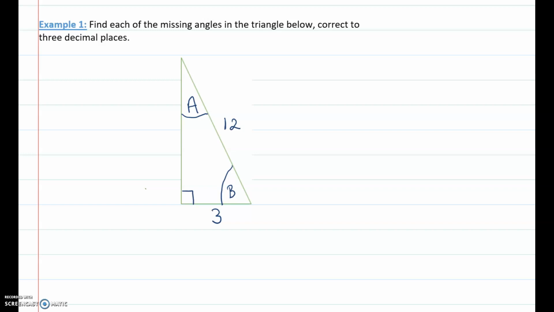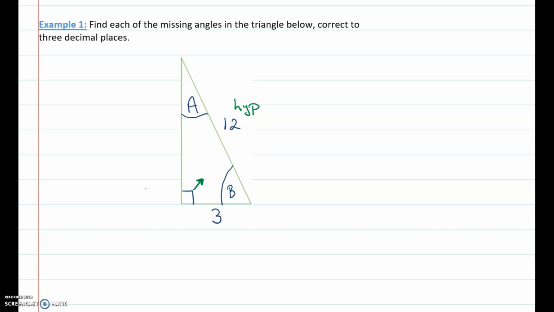So in this example we have another right triangle with a right angle down here in the bottom left corner, and the side that is facing that over here is the side with length 12, so that's the hypotenuse. We don't know either of the other angles, so this is different from what we've done previously.